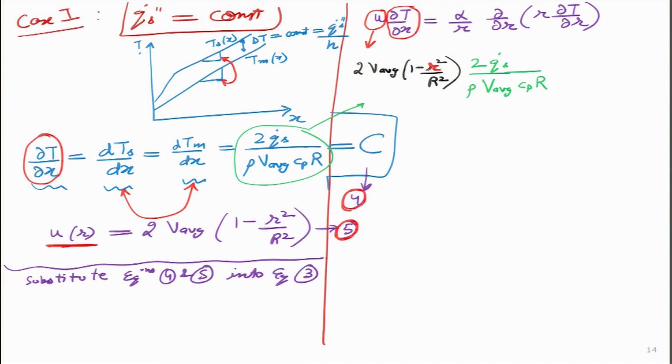Okay. Now, what happens on the right hand side? Let us do one thing. Alpha, which is given over here, let us write it again in terms of k divided by rho Cp. So, let me write it as k divided by rho Cp into R. This is that bottom R over here that I have written, multiplied by del R, R del T del R.